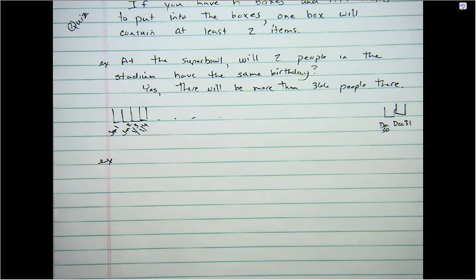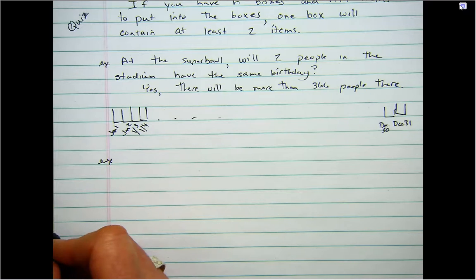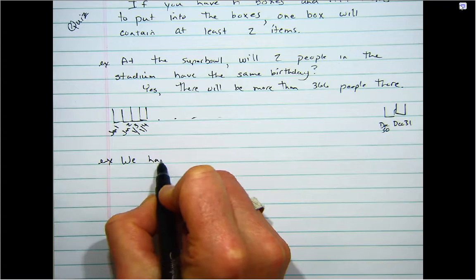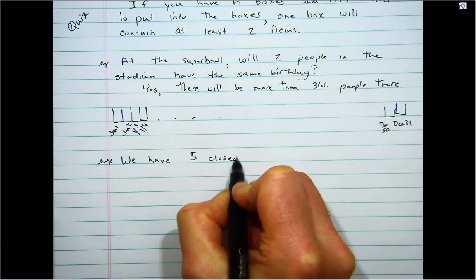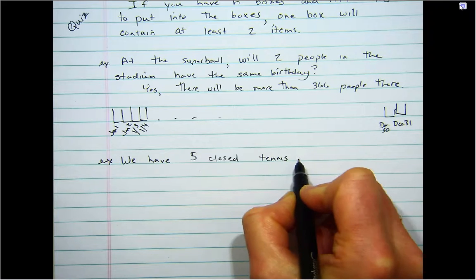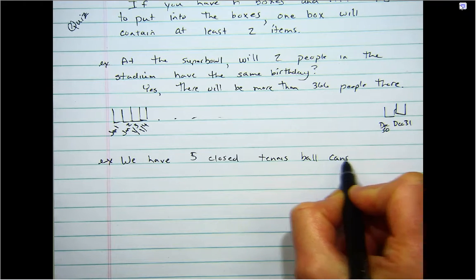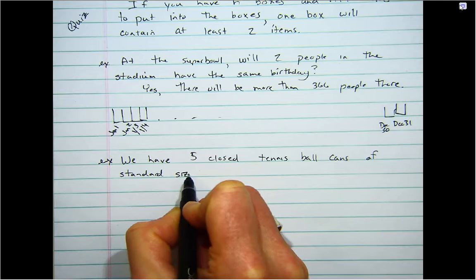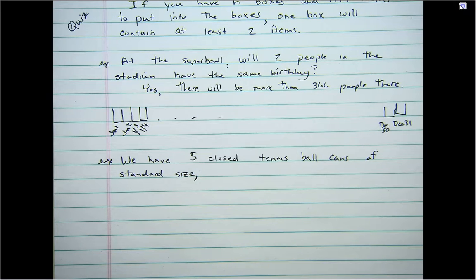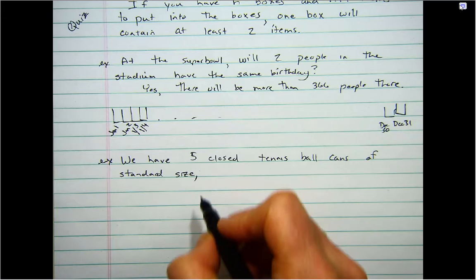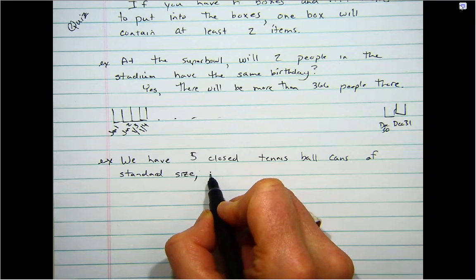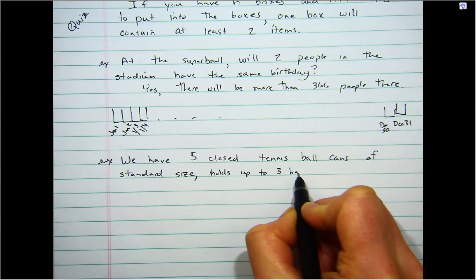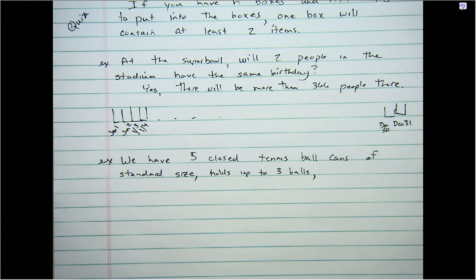How about a little harder one? Okay, this time we have tennis ball cans. We have 5 closed tennis ball cans of standard size. Does anybody know how many tennis balls fit in a tennis ball can of standard size? 3, that's right. Okay. So tennis ball cans each hold up to 3 balls.